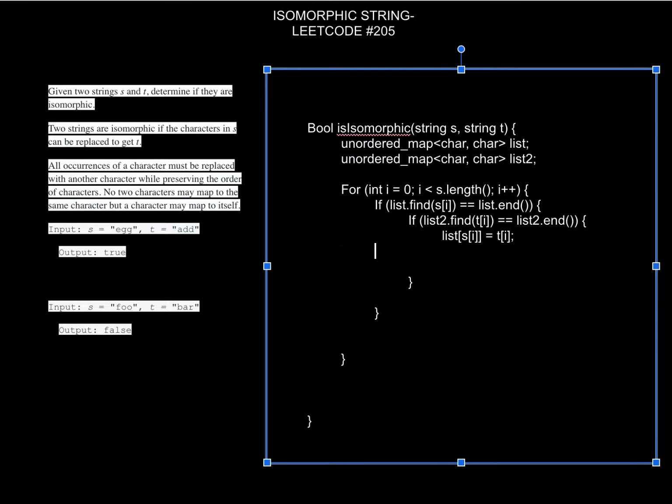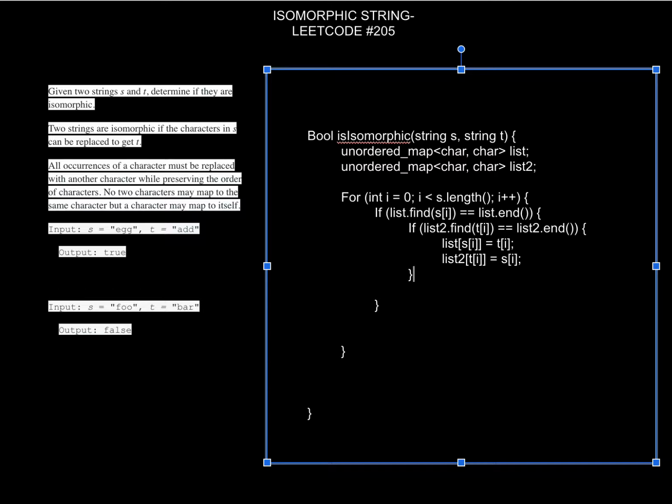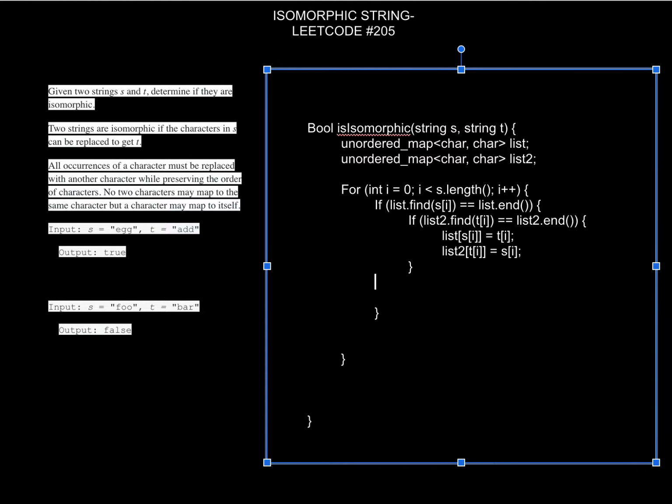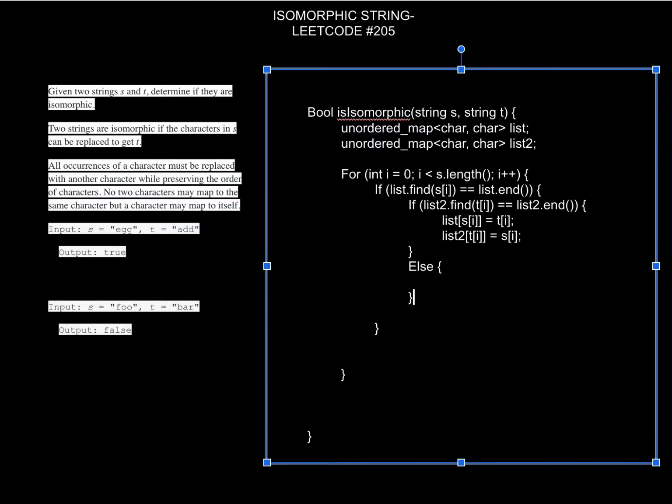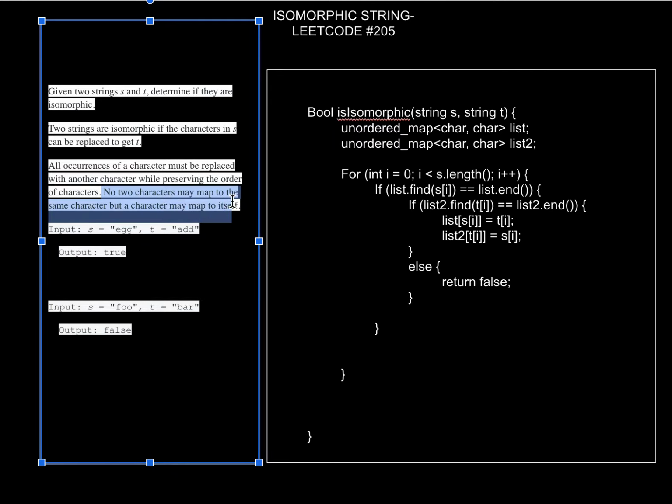and we could go here, list2[T[i]] is equal to, we could actually make this anything we want, any character we want. So we could make this a or b, or we could just make it S[i]. We just need to know that it exists. We don't care about the value. So here we check if list2.find(T[i]) is equal to list2.end. Then we set the values of list and list2. Then we go else, we return false, because this breaks our constraint that no two characters may map to the same character.